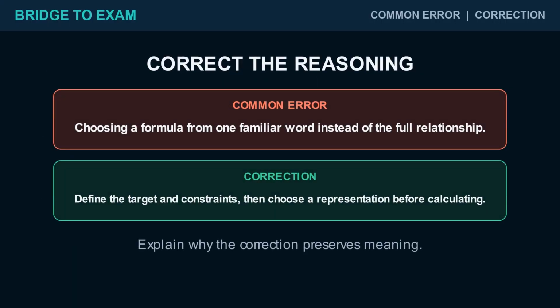Watch for this common error. Choosing a formula from one familiar word instead of the full relationship. Correction. Define the target and constraints, then choose a representation before calculating.